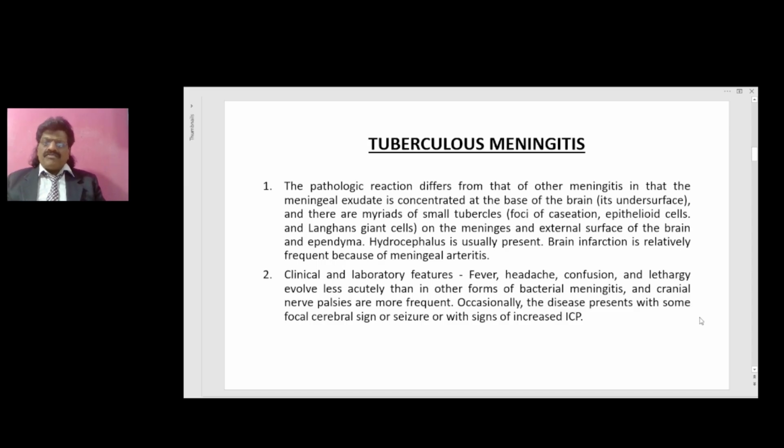Clinical and laboratory features: fever, headache, confusion and lethargy evolve less acutely than in other forms of bacterial meningitis, and cranial nerve palsies are more frequent. Occasionally the disease presents with some focal cerebral sign or seizure or with signs of increased intracranial pressure.